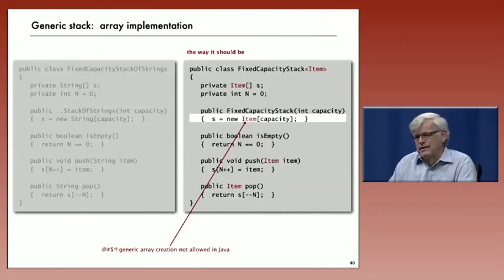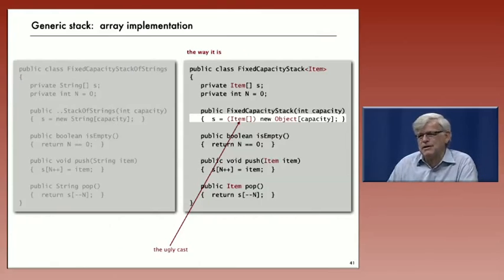There's various technical reasons for that, and you can read extensive debates about this on the web. That's going to go beyond our scope. For now, what we need to do is put a cast in to make this work. So we create an array of objects, and then we cast it down to an array of items.